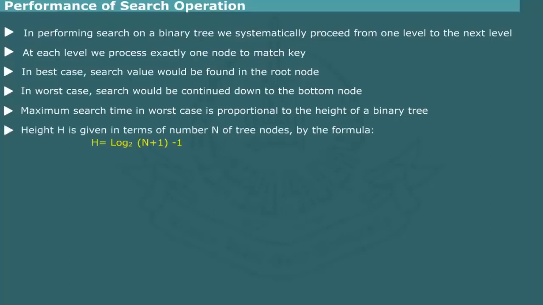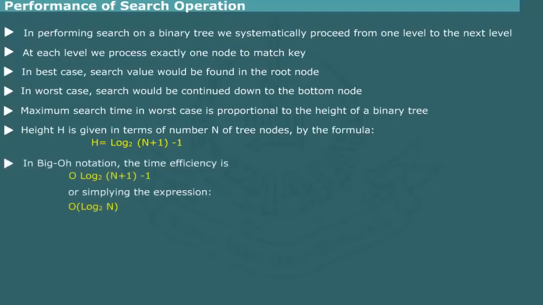In our earlier discussion, we demonstrated that the height h of a binary tree is given in terms of the number n of tree nodes by the formula. Since the runtime for the search function is proportional to height, we can say that in big O notation, the time efficiency is O(log(n+1) - 1). Recall that according to big O rules, the additive constant can be ignored in runtime expressions. We therefore conclude that in the worst case, the performance of a binary search tree operation is O(log n).